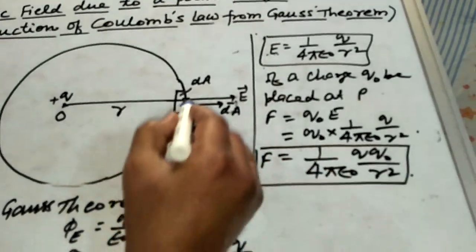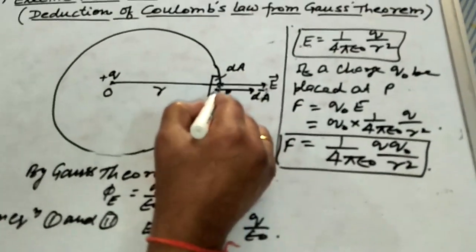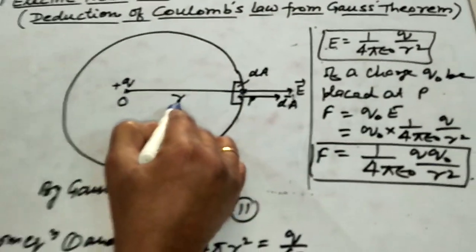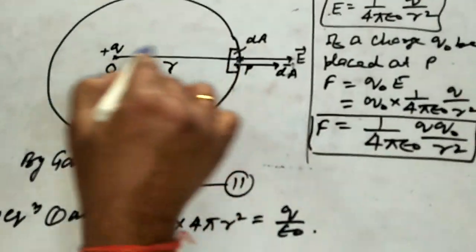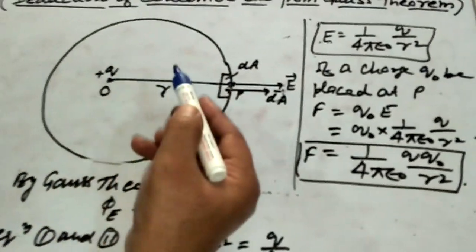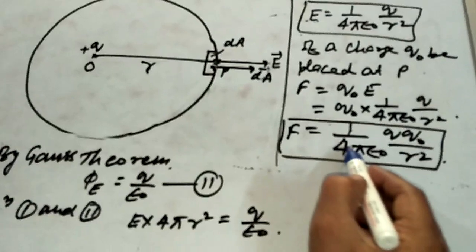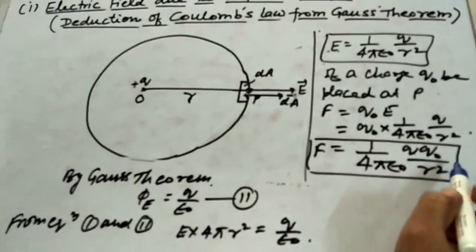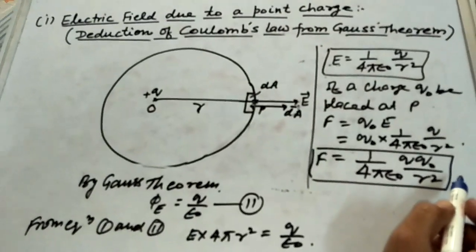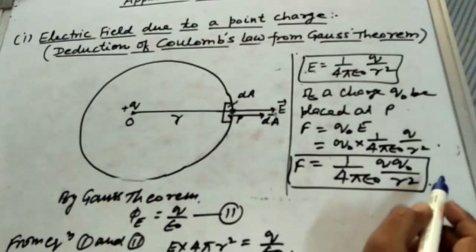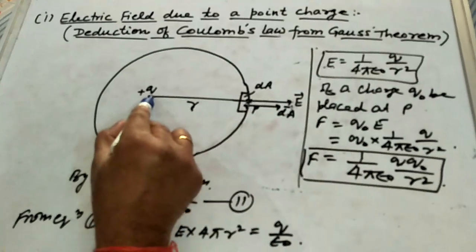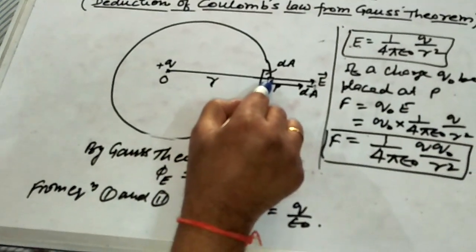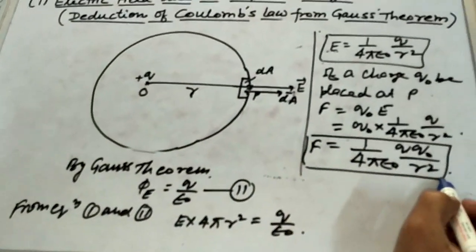Coulomb's law. You know, if there are two charges, suppose here Q naught and this charge Q, separated by a distance r, then the force of attraction or repulsion, depending on the nature of the charge, is given by 1 upon 4 pi epsilon naught Q naught Q upon r square. So dear student, by using the Gauss theorem you can derive the expression for the electric field due to a point charge at distance r, as well as the expression for Coulomb's law.